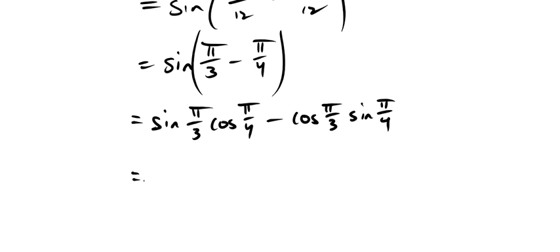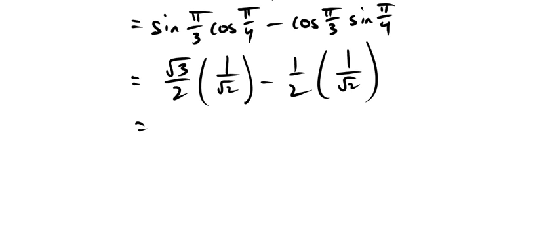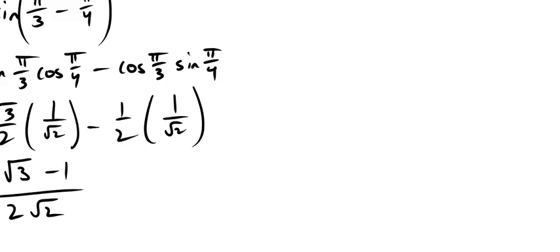Now we go ahead and evaluate all of these. What's sine of pi by 3? So this is root 3 over 2. Cos of pi by 4? 1 over root 2. Cos of pi by 3 is a half. Sine of pi by 4 is 1 over root 2. Boy, this looks familiar from yesterday. So that's root 3 minus 1 over 2 root 2. Everybody got that okay?